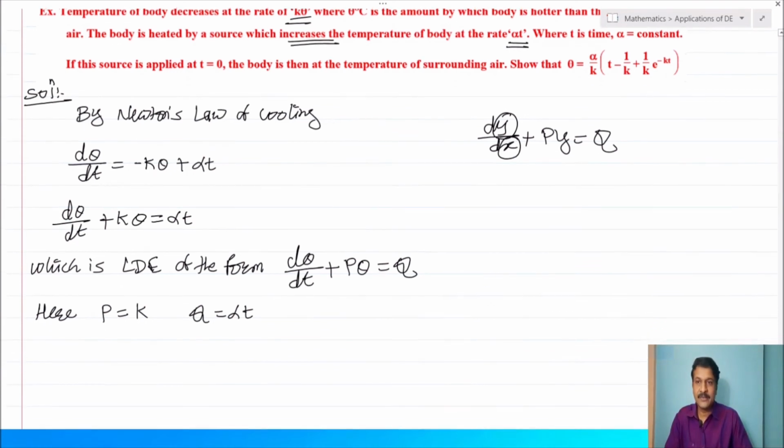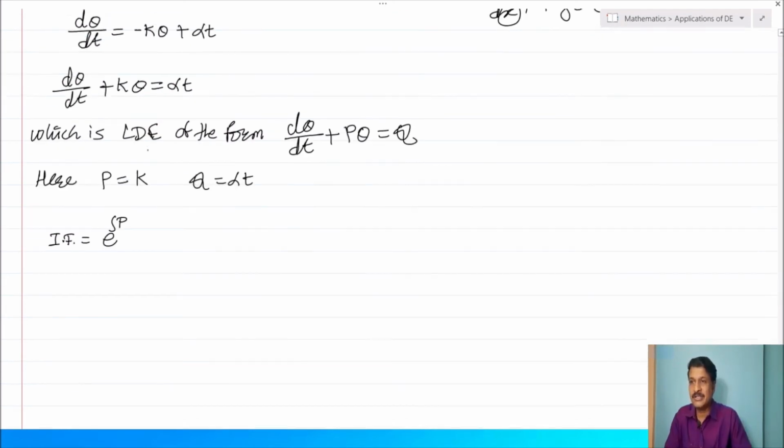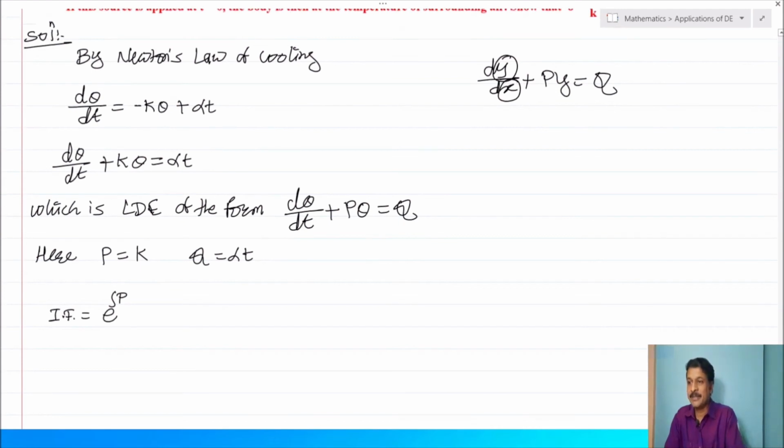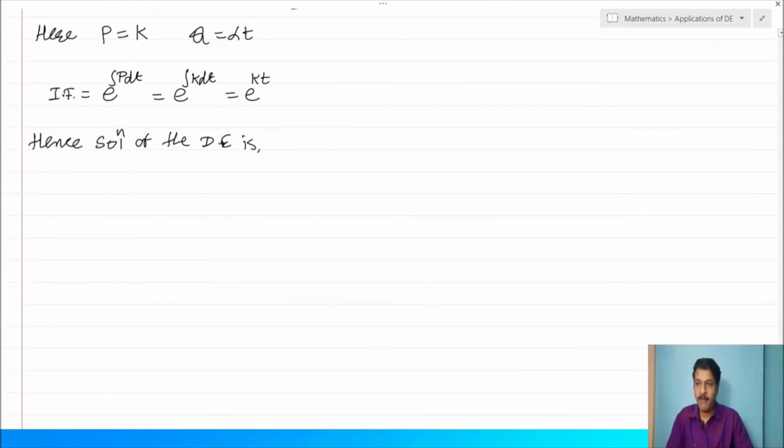In a linear differential equation, we first want to find the integrating factor. How to find it? e raised to the integration of p dt, because here p dx is replaced by t. So it is e raised to the integration of k dt, which is e^(kt). And in a linear differential equation, we can directly write the solution. So hence the solution of the differential equation is, you can consider this as equation number 1 if you want.